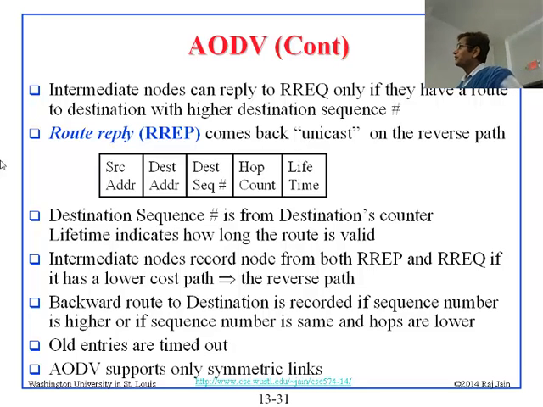Intermediate node record from both RREP and RREC. Backward route destination is recorded if the sequence number is higher, or if the sequence number is the same and the hops are lower. So when you get something and somebody says, you had previously remembered that for destination number 10, my hops are 5. Remember that table? Now somebody gives you that, oh, destination number 10 is at 4 hops from you. Then you have to erase the previous information and put the new information there.